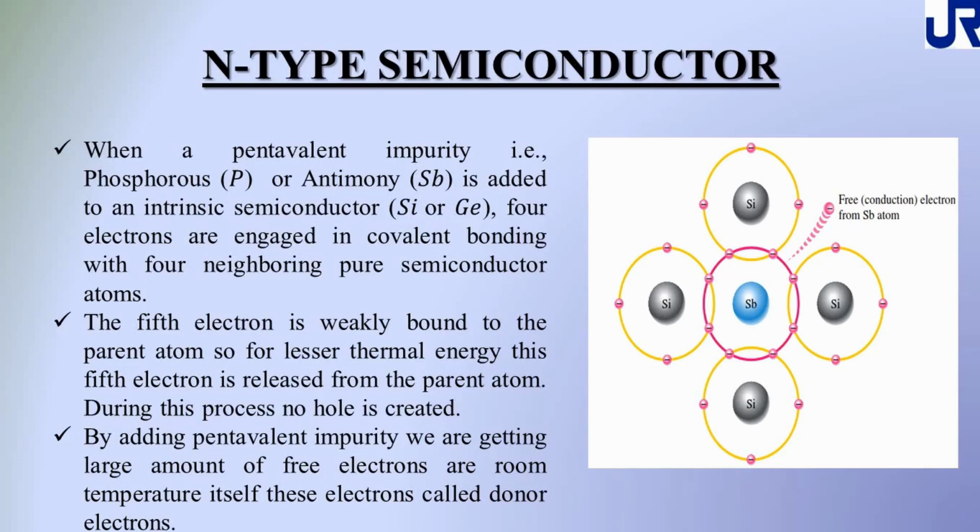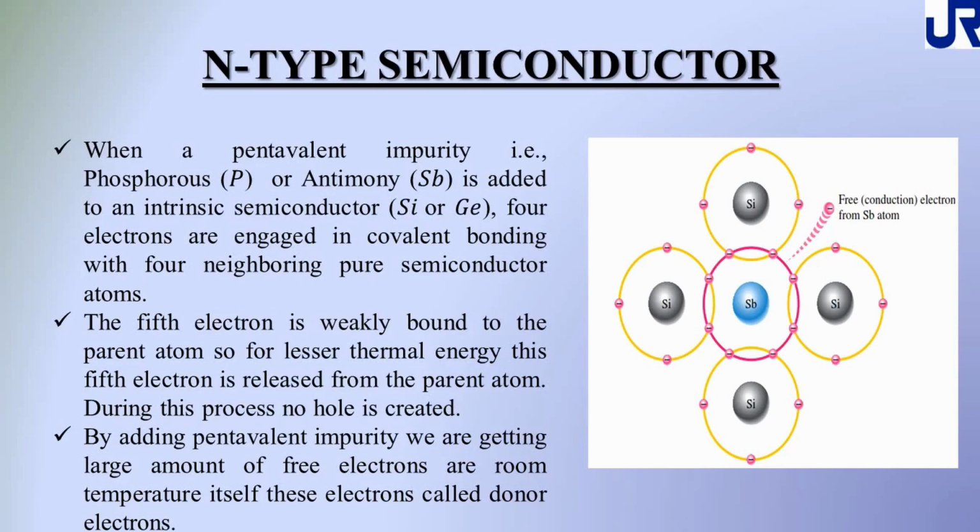When we are adding a pentavalent impurity into a pure silicon or a pure germanium crystal or semiconductor, what happens? Silicon has 4 electrons in the valence shell. Look at the picture. Silicon has 4 valence electrons in the outermost orbit. When antimony is added as a foreign impurity to this silicon, what will happen?